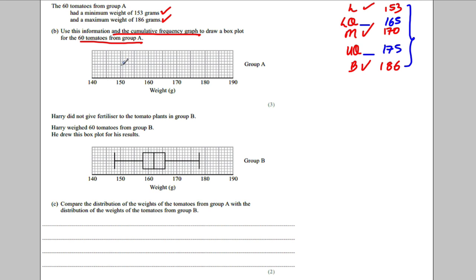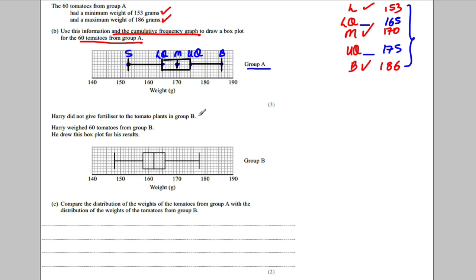And now we've got everything to plot here. Now we've got 10 squares and they're worth 10. So we can just plot nice and easily. 153 is here. 165 is here. 170 is here. 175 is here. And 186 is here. And then we just plot it like normal. So line here to here. A line here to here, and then we draw a box with our median marked at the right point. And this is our smallest, our biggest, our lower quartile, our median, and our upper quartile for Group A.